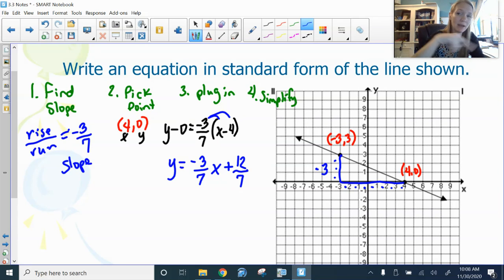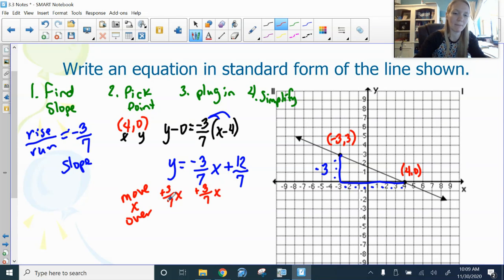My standard form then is just to move over the x. Okay, so I'm going to add 3/7 x to both sides.